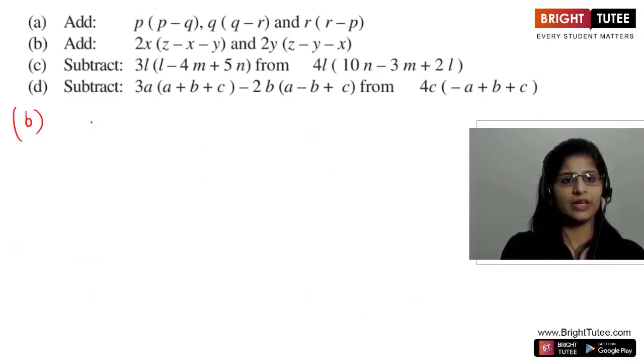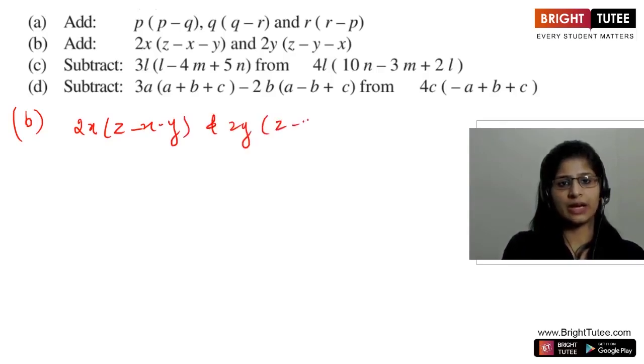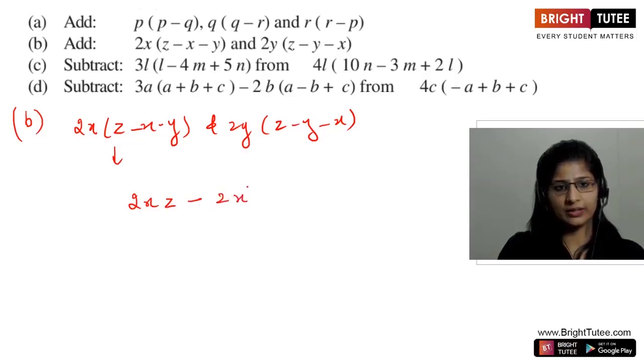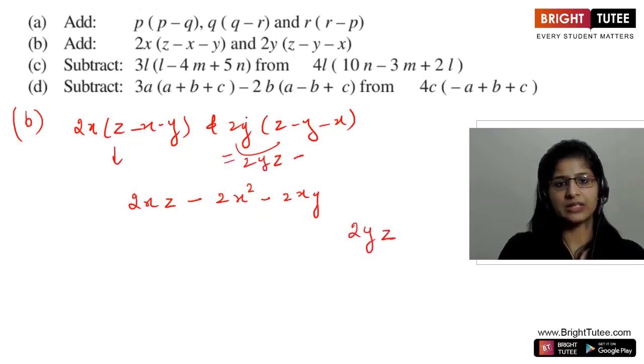In the B part, we have been given 2x(z − x − y) and 2y(z − y − x). Let us first solve this. This will become 2xz − 2x² − 2xy, and this one will become 2yz. Do we have yz? No, we will write 2yz here. So I'll write it as 2yz − 2y² − 2xy.